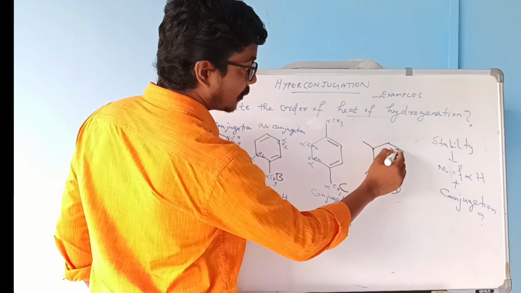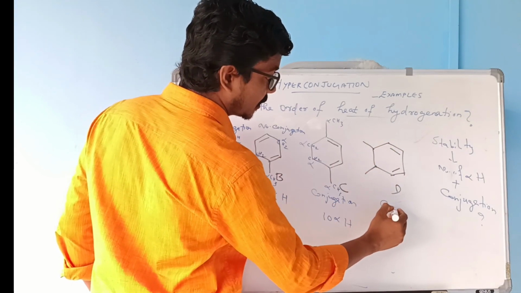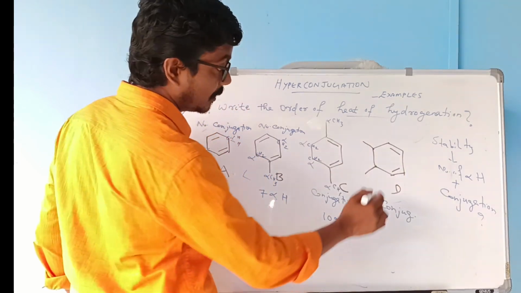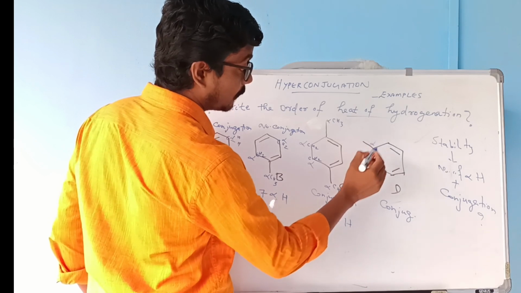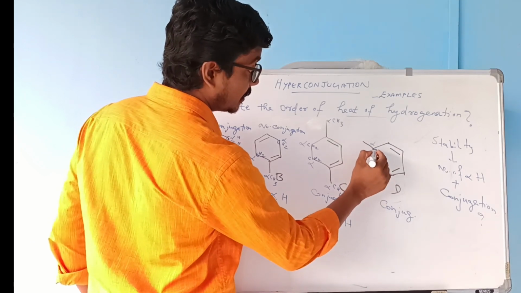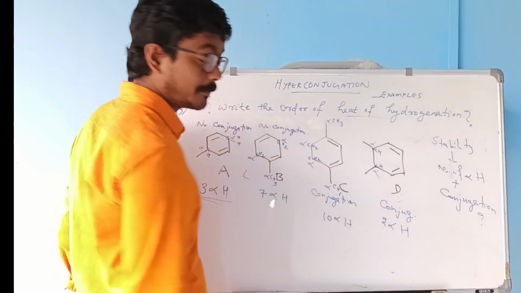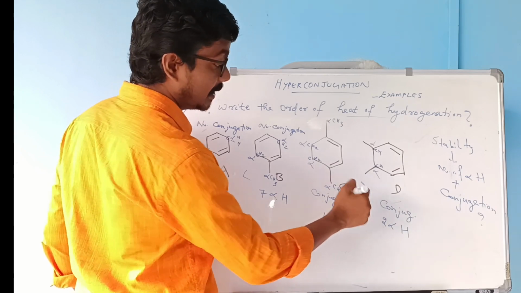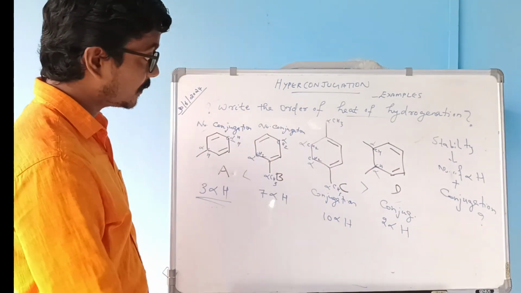Here conjugation is there. Double bond, single bond and double bond. So conjugation is possible in this structure also. Now we will count the number of alpha carbons. This is an alpha carbon and this is also an alpha carbon, and this is CH and this is CH. So only 2 alpha hydrogen atoms. Among these two, which possesses more stability? C possesses more stability.